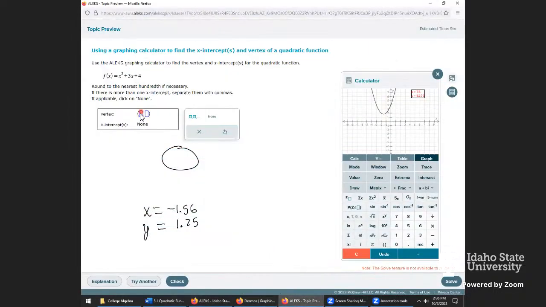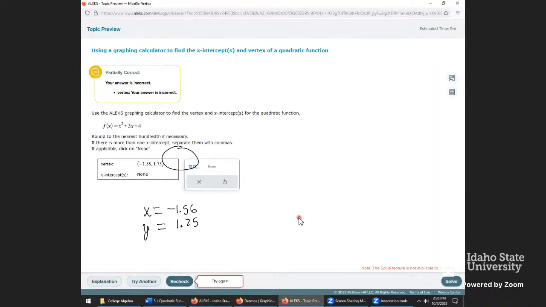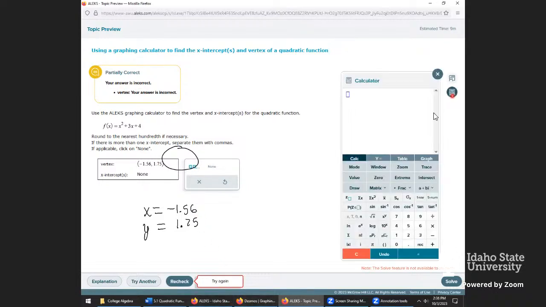I'm going to type in negative 1.56. For the y value, it's going to be 1.75. Uh-oh, and they're not happy. Your answer is incorrect. Your vertex is incorrect. Oh dear. Let's take another look at that. Definitely not the funnest problem in the world.